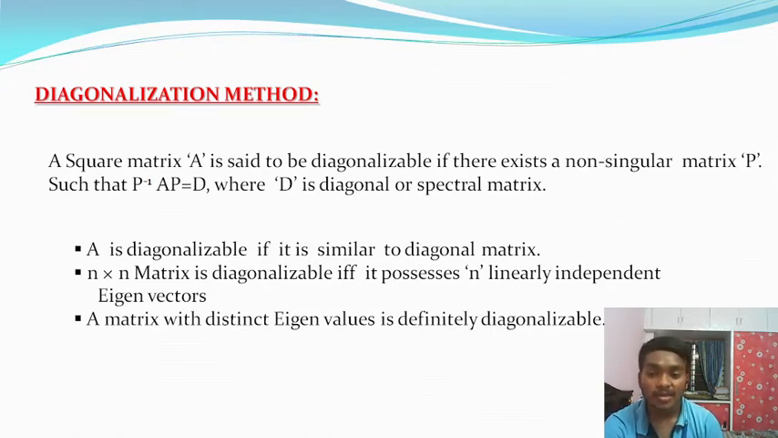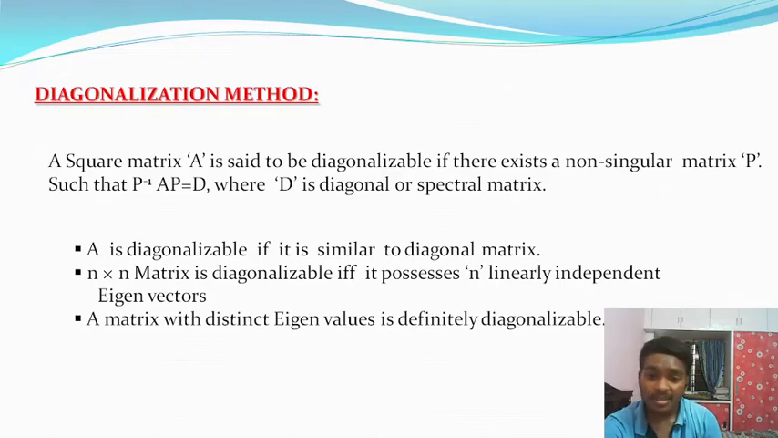To find the diagonalization matrix, or to check whether a given square matrix is diagonalizable or not, first we need to find the model matrix P. To find the model matrix, we need to find the characteristic equation of the given square matrix. From the characteristic equation, we will find the eigenvalues. From the eigenvalues, we will find the eigenvectors, and from the eigenvectors we'll find the model matrix P. By substituting in the formula D equal to P inverse A P, we'll find the diagonal matrix. If a matrix is not diagonalizable, our process will be stopped in the middle only.